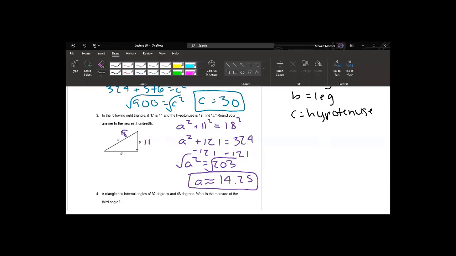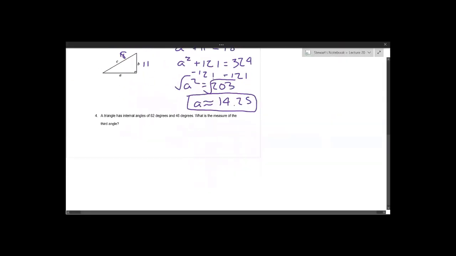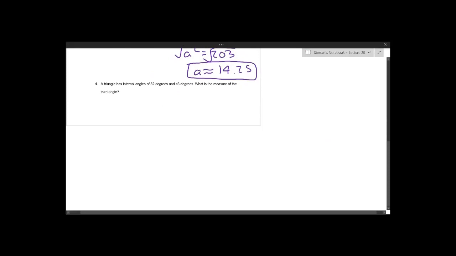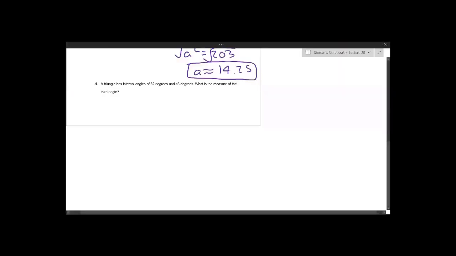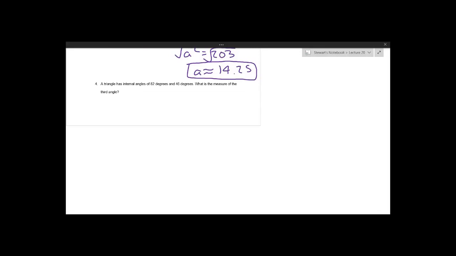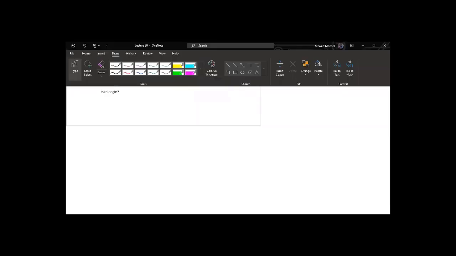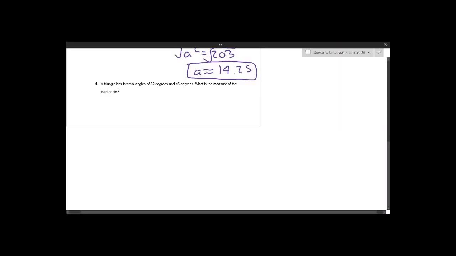Okay, the next one doesn't necessarily have to do with the Pythagorean theorem, just natural laws of triangles. Triangles, the angles inside always add up to 180 degrees. So we can tell a few things right off the bat here. We can tell that this may or may not be a right triangle. We don't know for sure. We don't have that as a given. All we know is we have some triangle.